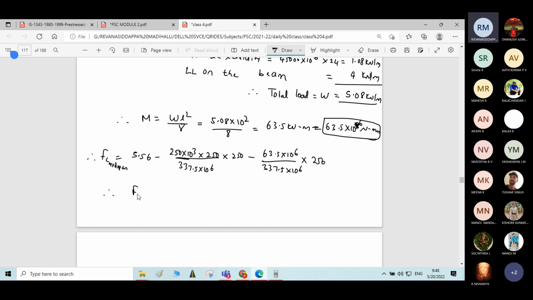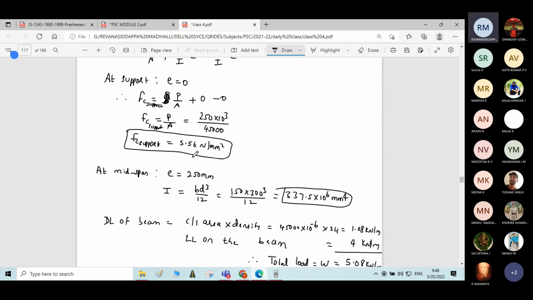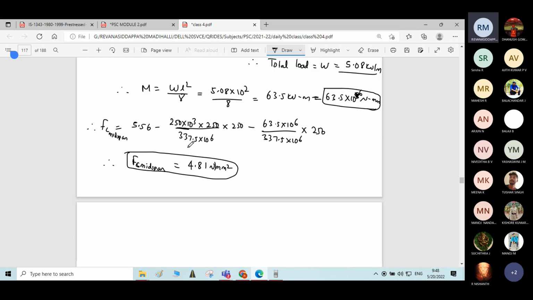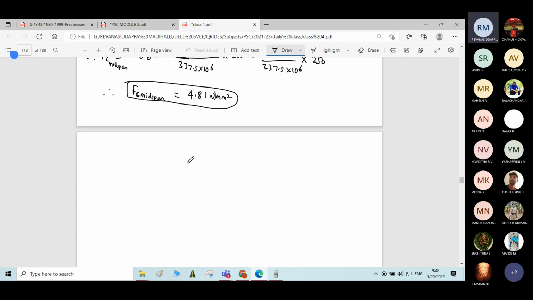Therefore, FC at midspan, please calculate the answer. If you calculate the answer, you will get 4.81 Newton per mm square. Please check the answer. If you get any different answer, please tell me, we'll correct it. Now, at the support, FC is 5.56, and at midspan, FC is 4.81.